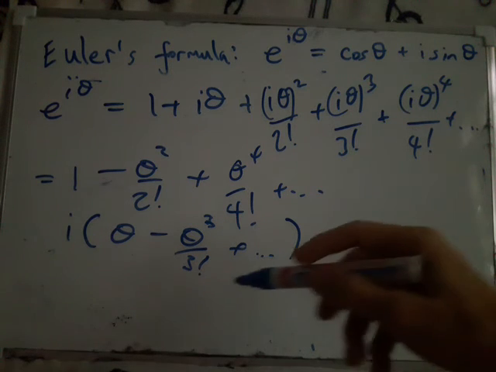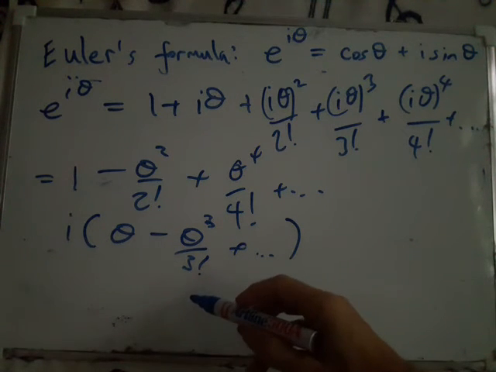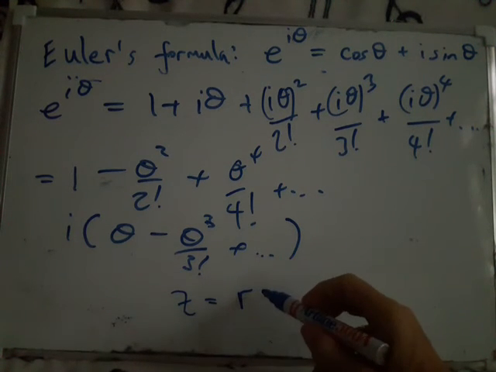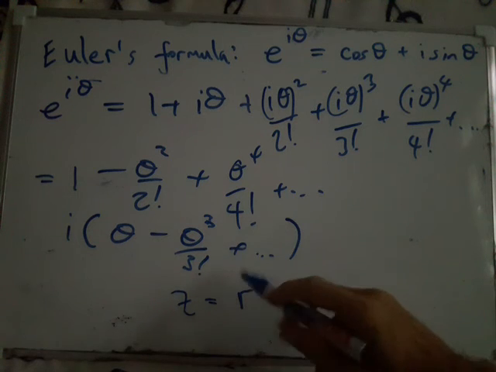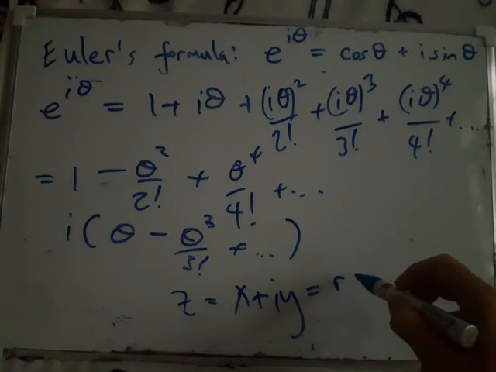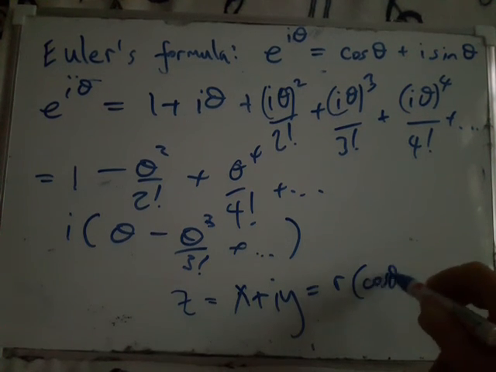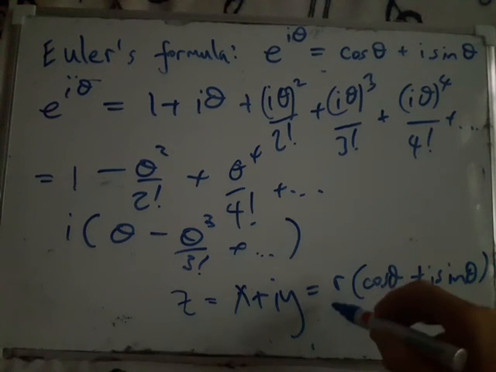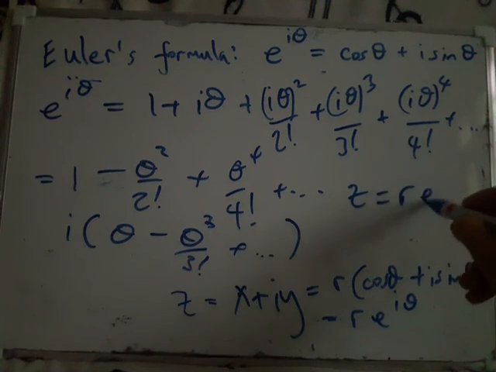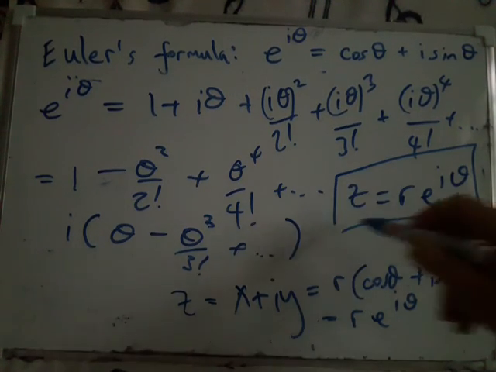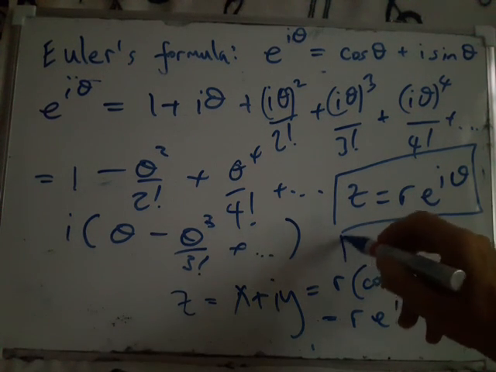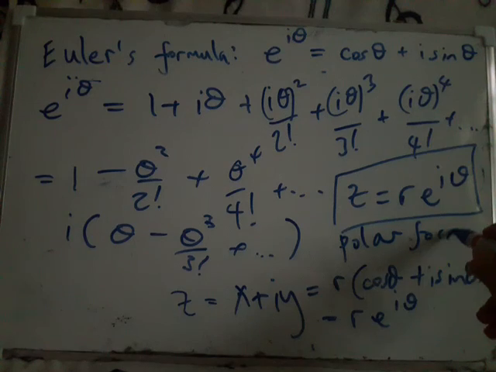So if we have a number z, we wrote z equals x plus iy, which you can also write as modulus r times cos theta plus i sine theta. Then we can also write that as r times e to the i theta. So the expression z equals r e to the i theta is also extremely useful, and that's known as the polar form of a complex number.